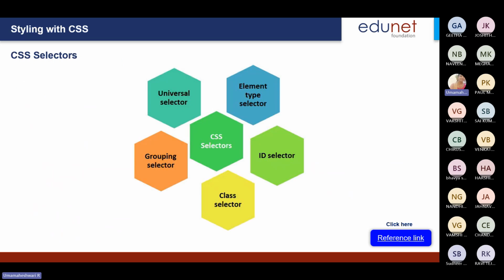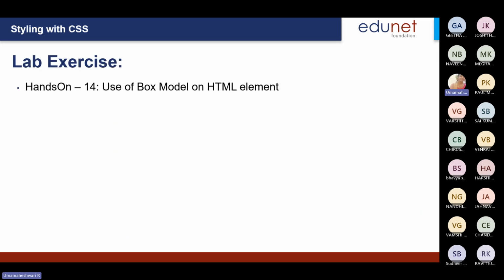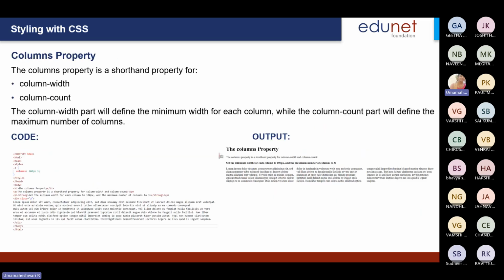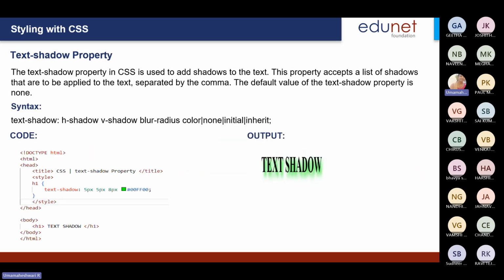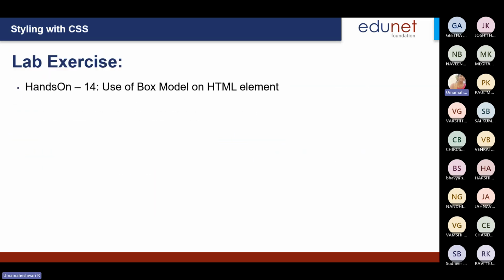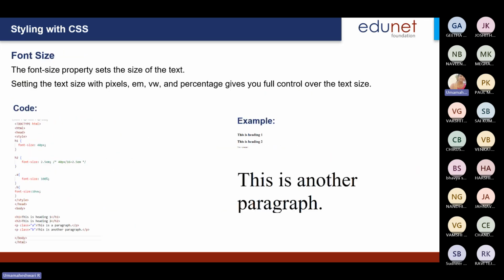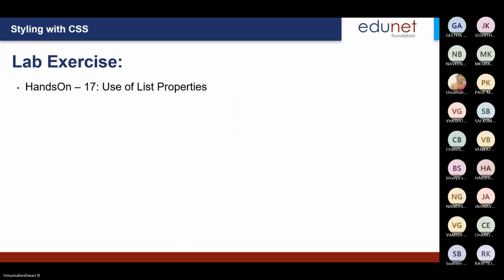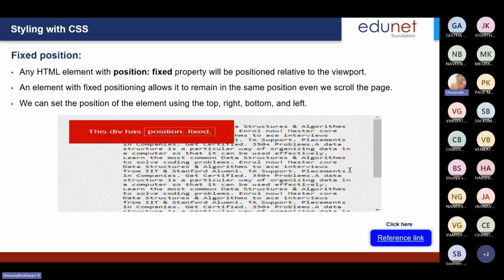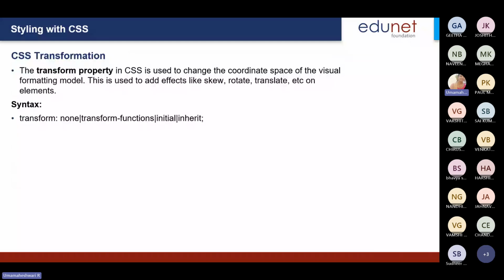So what is the CSS box model? And then padding, margin, border, and text properties, text overflow, and then the column property, text indent property, text shadow, line height, and CSS font, website fonts, font style, font size, and CSS list. Okay, and then CSS positions. Pseudo elements are also completed. So now we need to start with CSS transform.